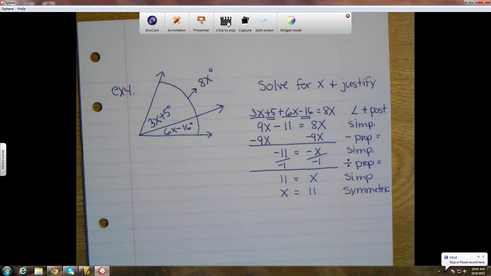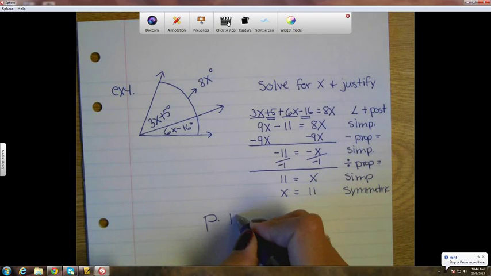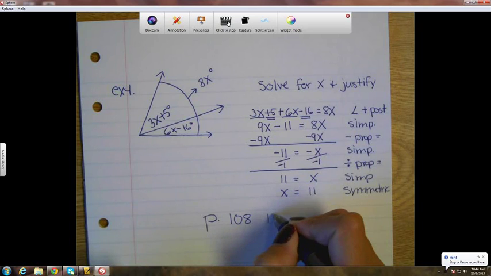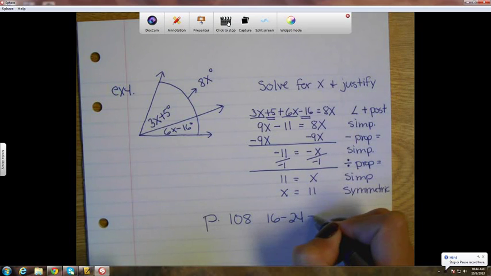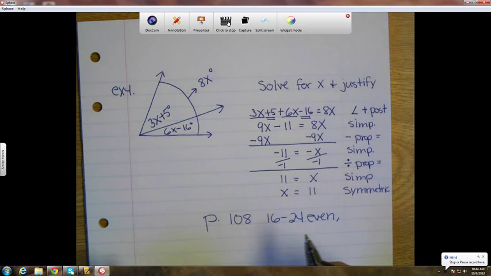Your assignment is written somewhere that I can't find right off the bat. Here it is. Page, what is it? Wednesday in Geometry, 108. 16 to 24 is even. Then the rest of these are all. 25 to 28. 30 to 34. 40 and 41. So just that first set of problems is even, everything else is all.